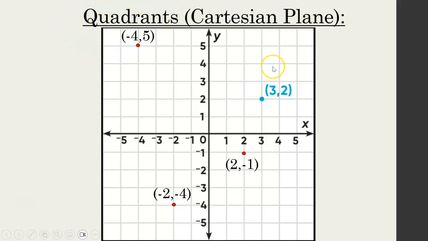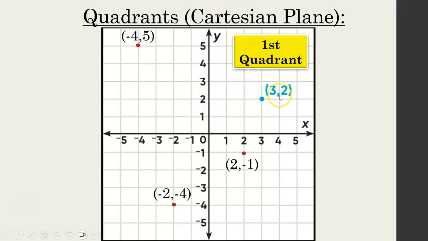And that's what these are called. We have the first quadrant, second quadrant, third quadrant, fourth quadrant. And this makes up what we call the Cartesian plane. So the Cartesian plane is just a fancy name for this whole plane. And we have the first quadrant.